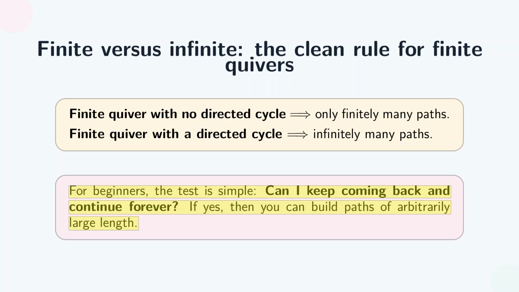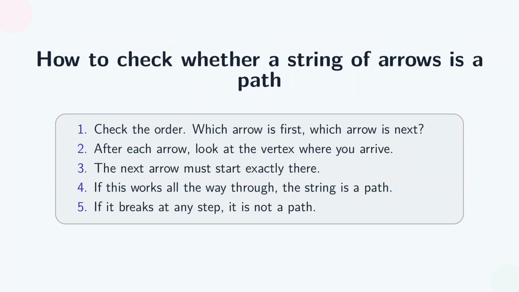Now let us turn this into a practical method. How can we check whether a given string of arrows is actually a path? We can do it step by step. First, read the arrows in order from left to right. Next, look at where the first arrow ends. Then check whether the second arrow begins exactly there. After that, do the same thing again.